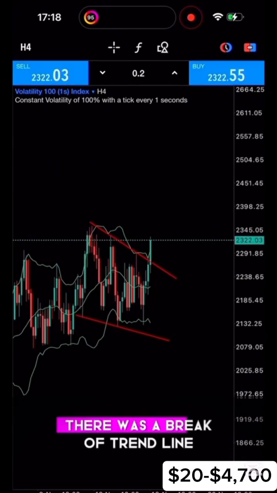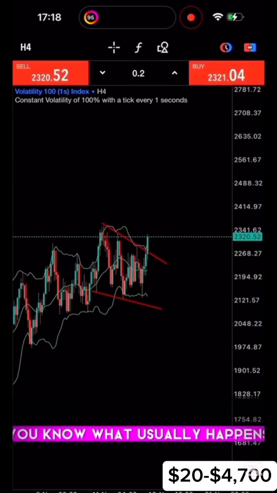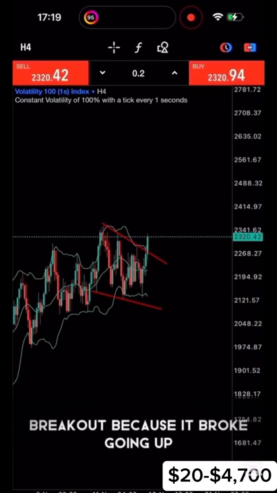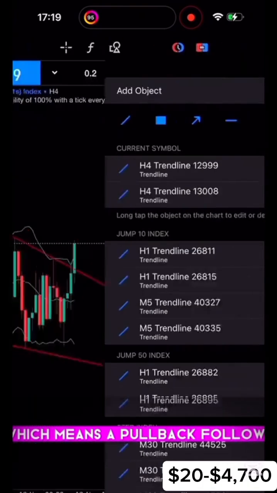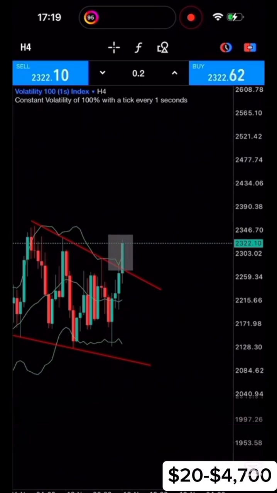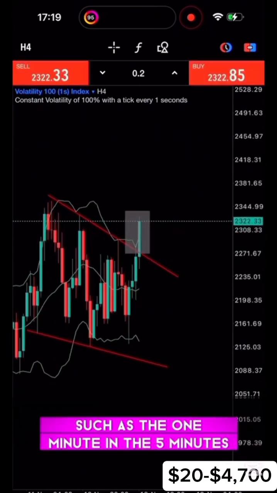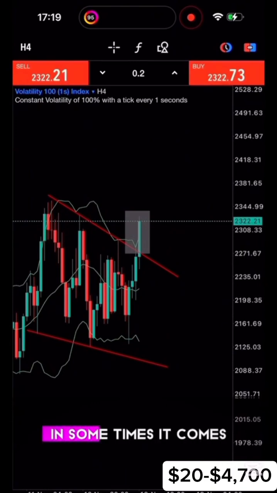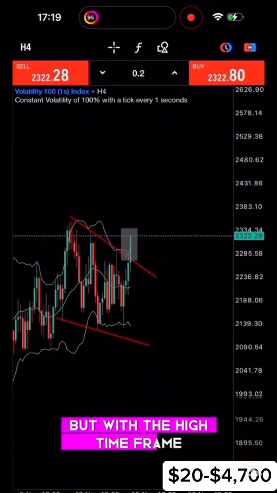In this case, there was a break of trend line, and when there's a break of trend line, you know what usually happens. This was a bullish breakout because it broke going up. When there's a breakout of a trend line, a pullback follows, especially if you are dealing with a higher time frame. But if you're dealing with a low time frame, such as the 1 minute and the 5 minutes, the pullback might not come. Sometimes it comes, but not always. But with the higher time frame, it does come.